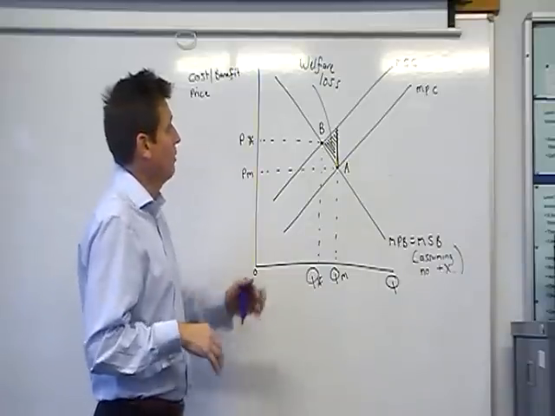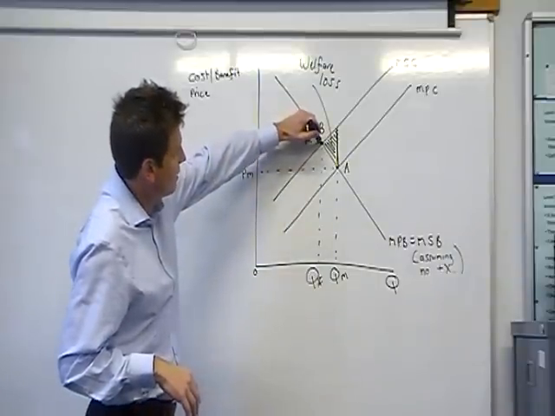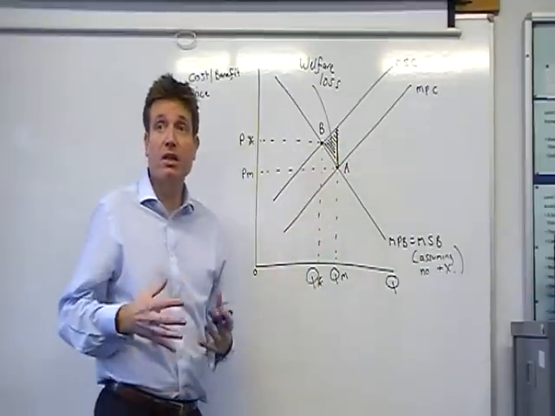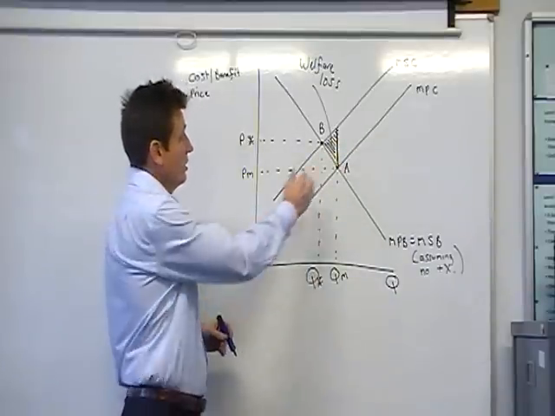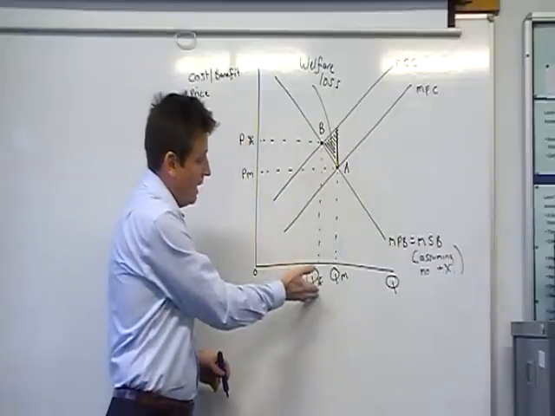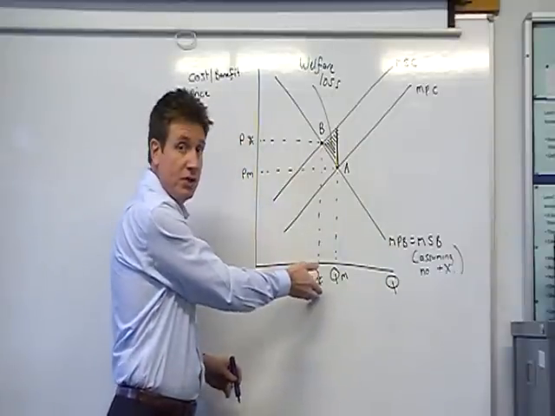So, what do we want? Well, ideally what we want is to get to a situation at B, because therefore the negative externality has been internalised. If we're at B, of course, we're at a higher price and a lower quantity.